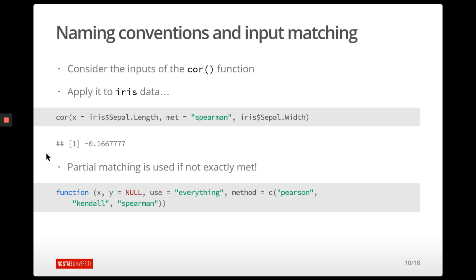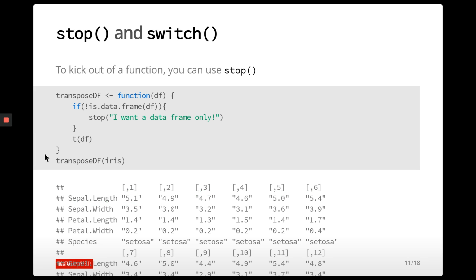Note that you can also use partial matching in your input definitions. So here, whenever I actually call my correlation function, I'm just putting MET, and the only thing that matches here is method. And so it's going to use partial matching to say, well, you must mean method for that. And so we'll go ahead and do Spearman. Okay, so that's really useful to know about because a lot of times you call functions without specifying the exact inputs.